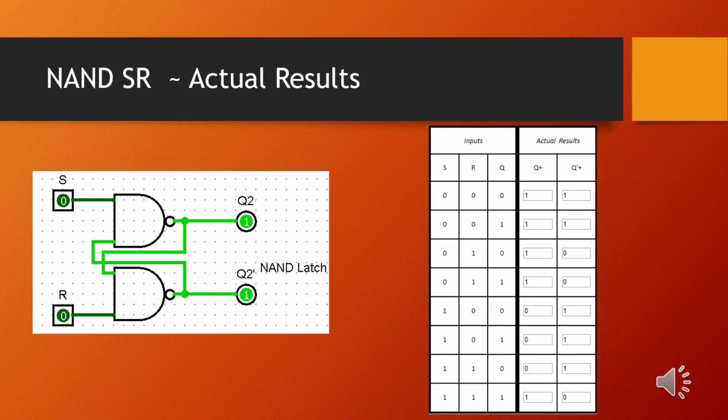In the actual results, we again see a somewhat opposite behavior of the NOR-SR latch, meaning that when S and R are both set to 0, instead of the don't care values, in real life what we see is that Q and Q naught are set to 1. Other than that, everything turns out exactly like it's supposed to in the expected results. One thing of note here is that with a NAND latch, the Q and the Q naught on the right-hand side of the diagram are switched.